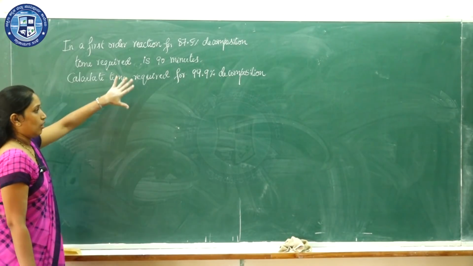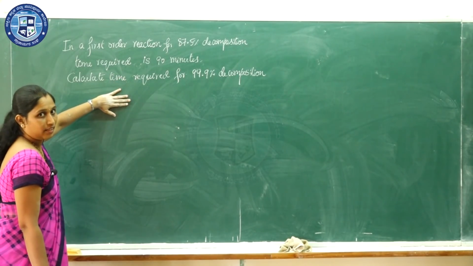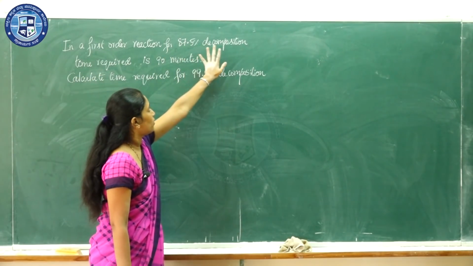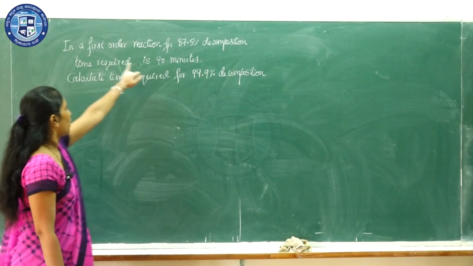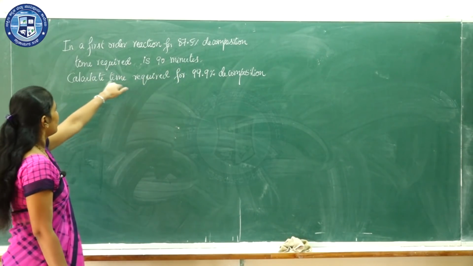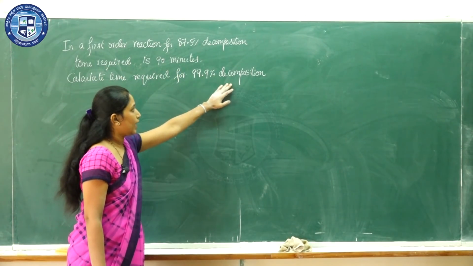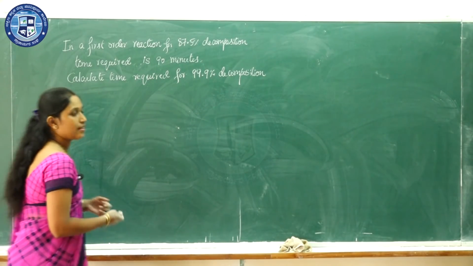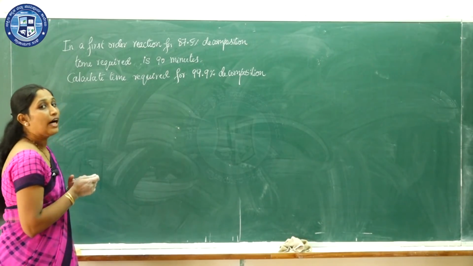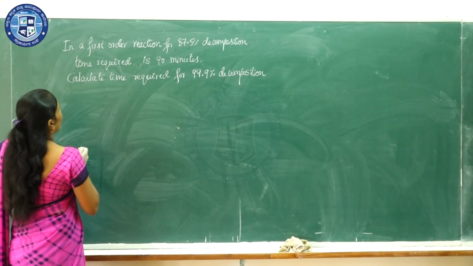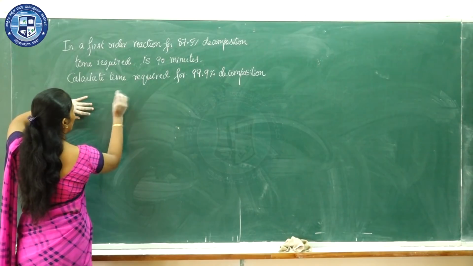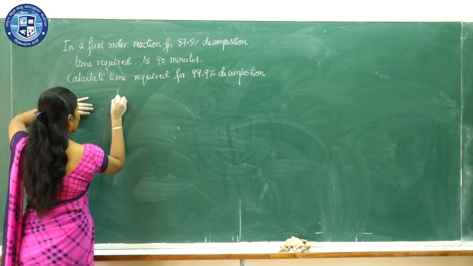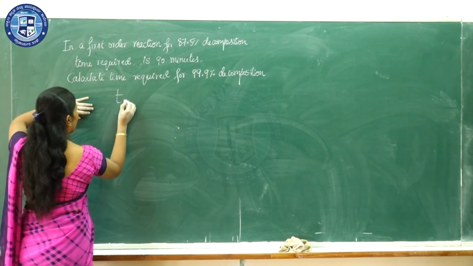Okay, whatever I thought earlier, we will be applying that here directly. In a first order reaction, for 87.5% decomposition, time required is 90 minutes. Calculate time required for 99.9% decomposition. Such problems can be easily solved by remembering the relations. See here how to find this. Whatever I thought earlier, from that only I will be taking the relation.